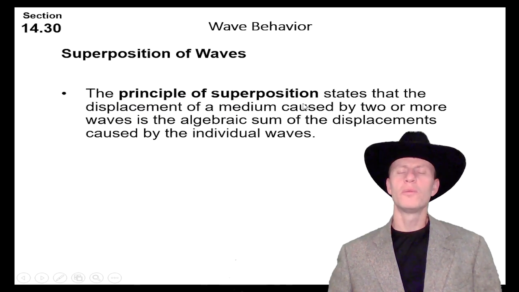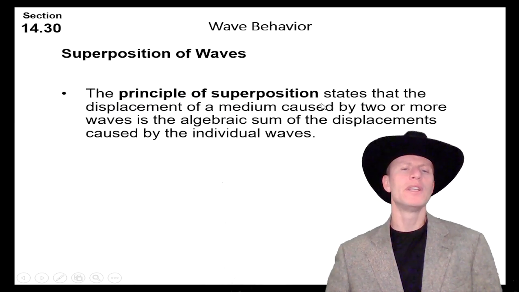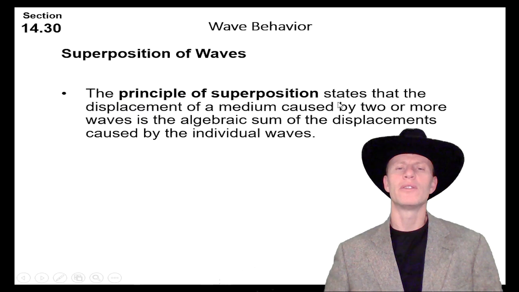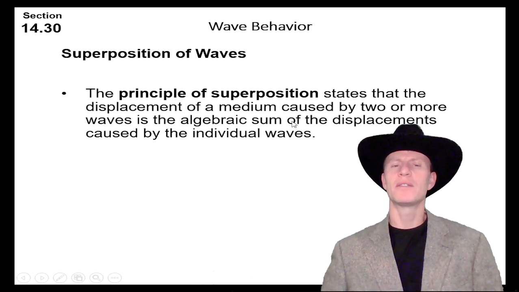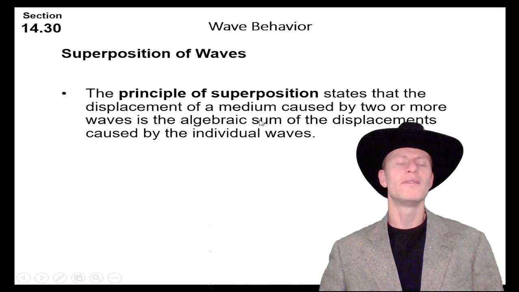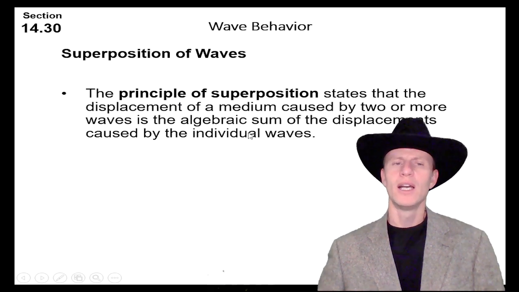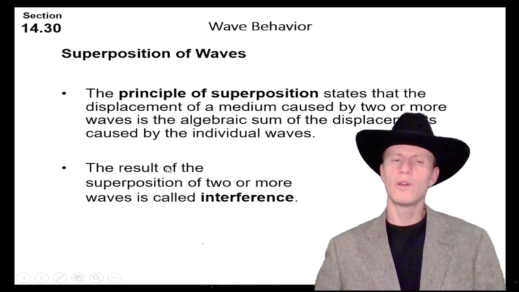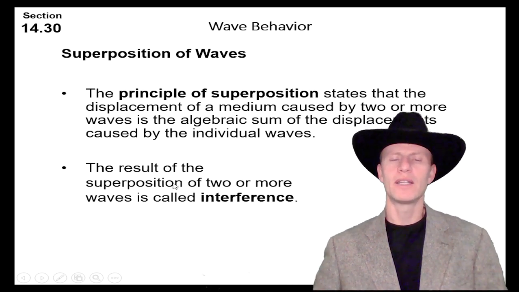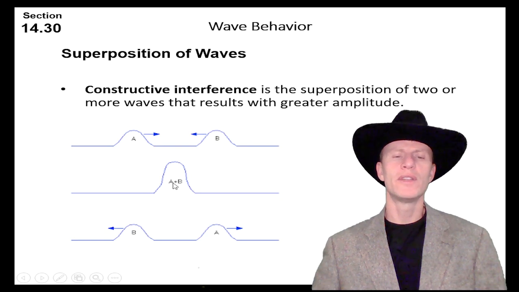The principle of superposition takes a couple of these waves and heads them towards each other and causes interference. This principle states that the displacement of a medium caused by two or more waves is the algebraic sum of the displacements caused by the individual waves, which is what we call interference. That's what results when two waves interfere.